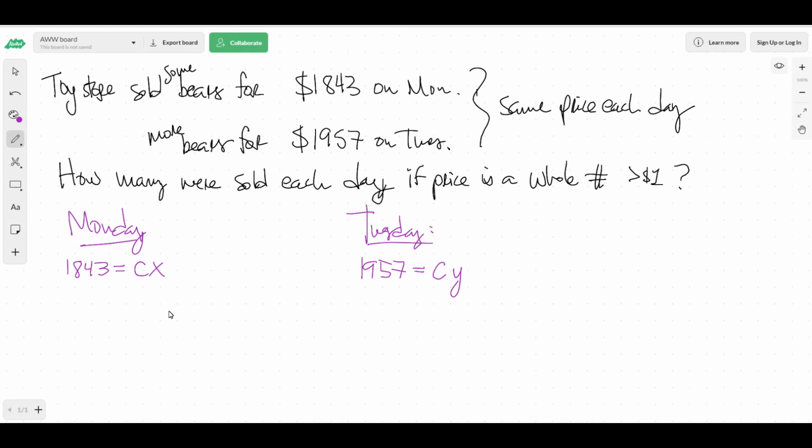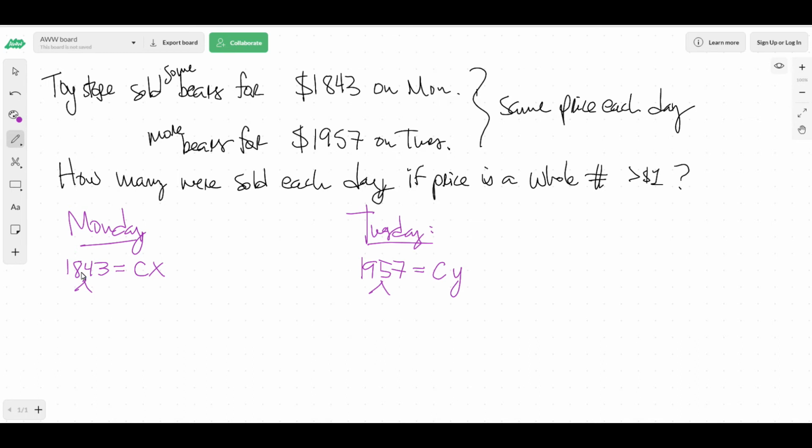We actually don't care about the cost, but it might be helpful because if we look at these numbers, we see that they both have the same factor, and the cost is a whole number. So if I can find a whole number that both of these values share, then that is the key to finding the rest of it. So let me break down each of these values.